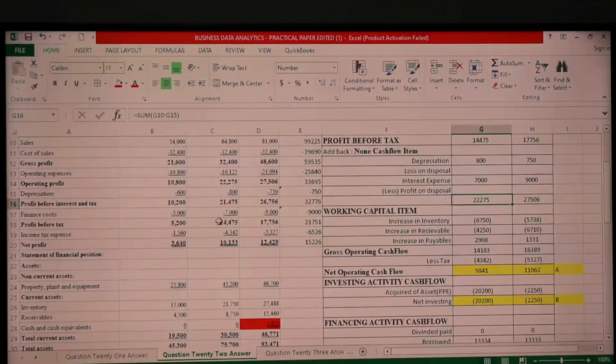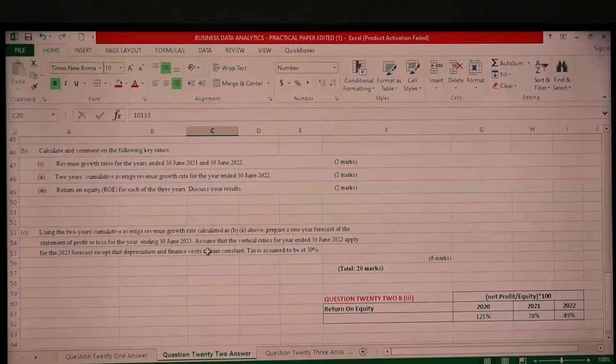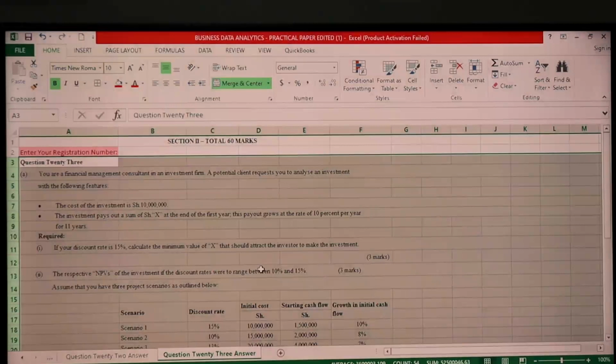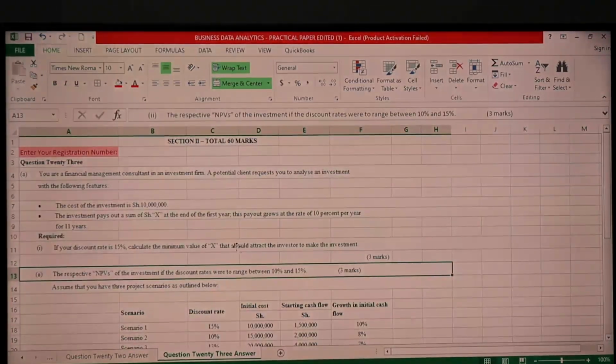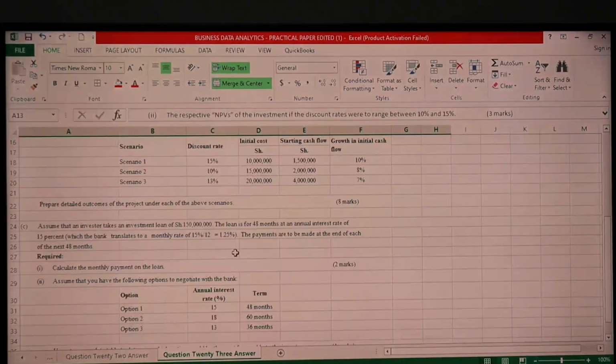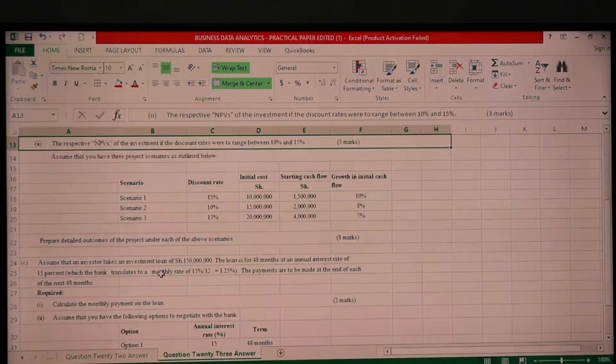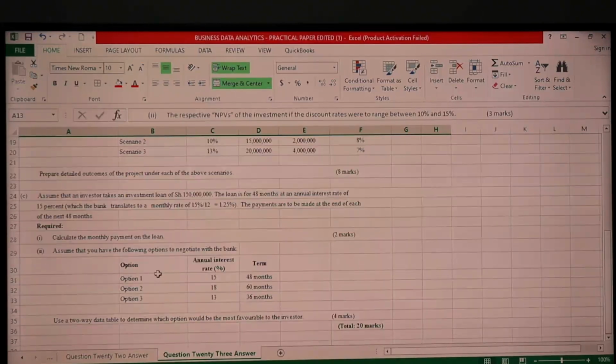So that question, 2022, we did question 23. I remember we did that. This was about net present value. And did you do that? I think we did question C of it, where we are able to give out the options.